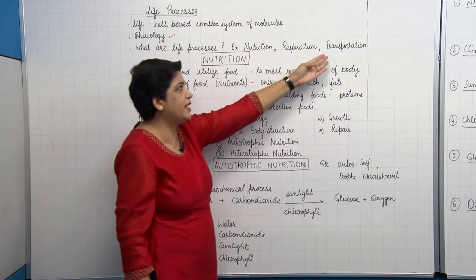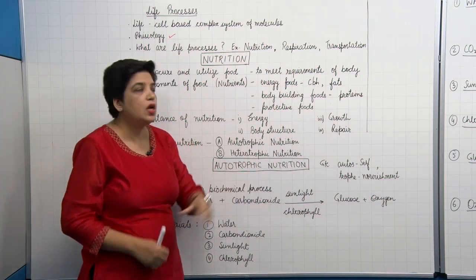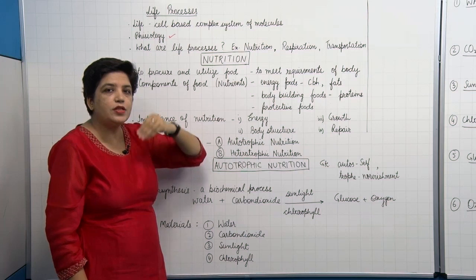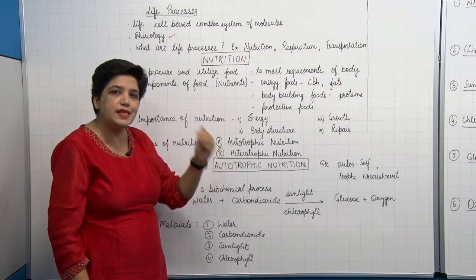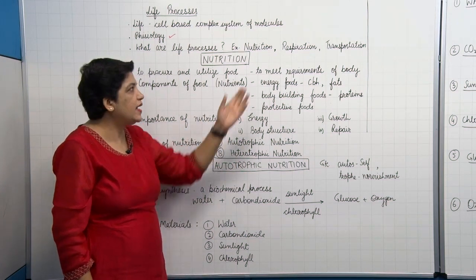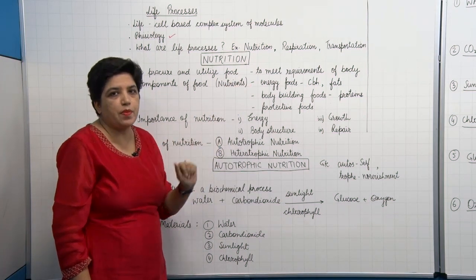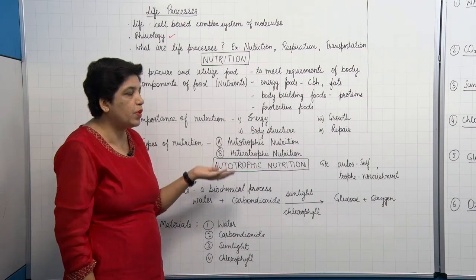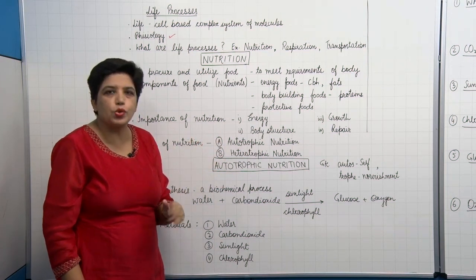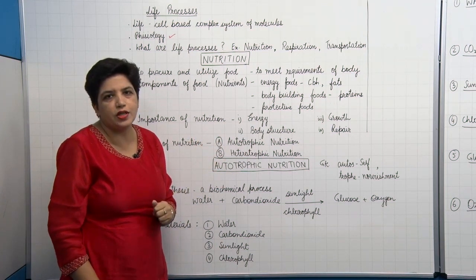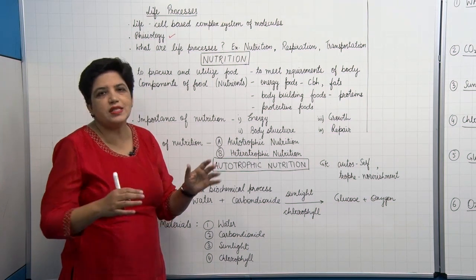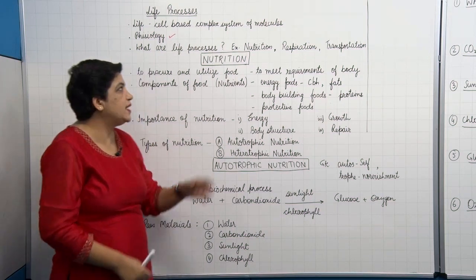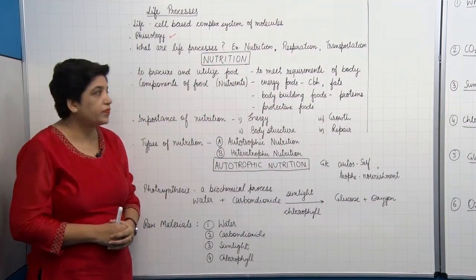And then another example is transportation. The food and the oxygen obtained during these processes have to be transported to each and every cell of the organism. Likewise, there are many examples of life processes like excretion, metabolism, control and coordination, reproduction, etc. We'll study about all of them in class 10th. To start with, let us study nutrition.